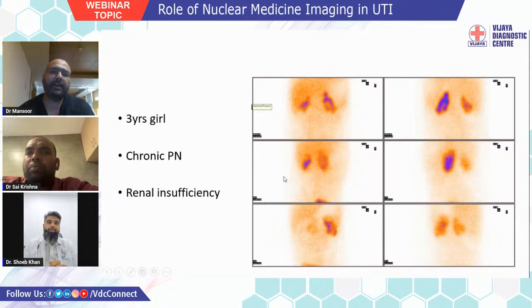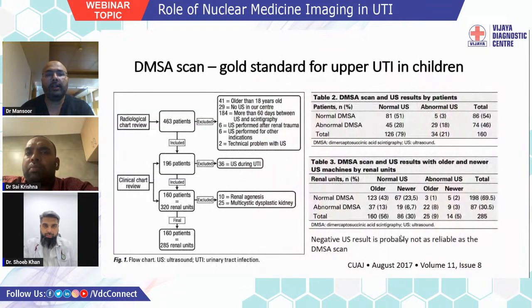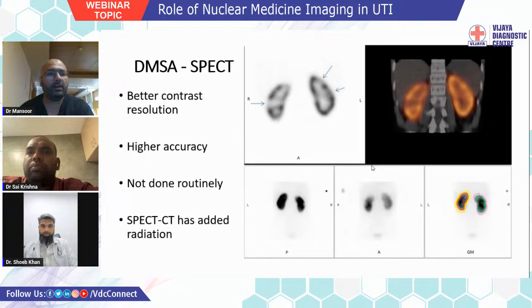And this patient has chronic pyelonephritis, and the contour is affected on both sides, and you can see that the background activity is also elevated. So this is chronic bilateral pyelonephritis with renal insufficiency. And as I already said, DMSA is the gold standard, and it has a very high negative predictive value.